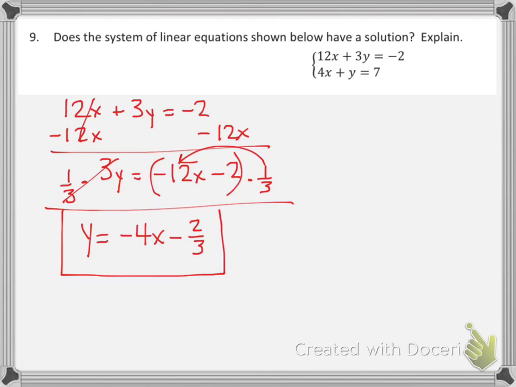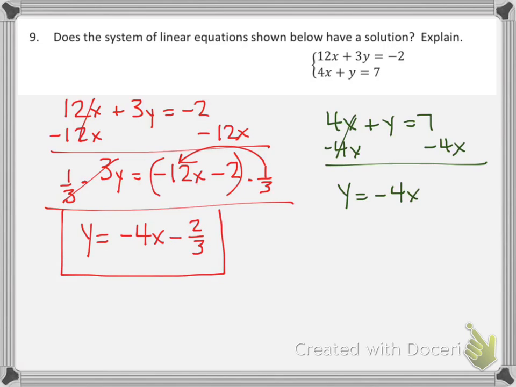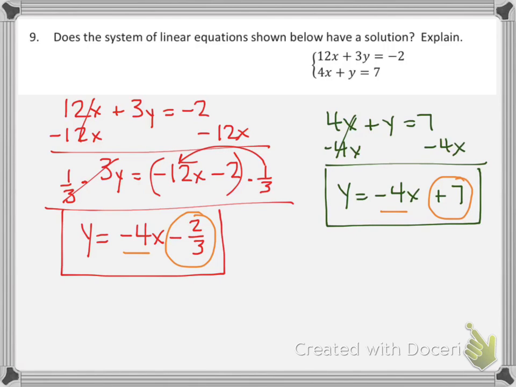For the second equation, 4x plus y equals 7. Subtract 4x from both sides, and we get y equals negative 4x plus 7. So there is the slope-intercept form of the second equation, and right away I noticed that I have the same slope, negative 4. So it's either the same line or parallel lines, and since they cross at different points, these are parallel lines, which means no solution for this system.